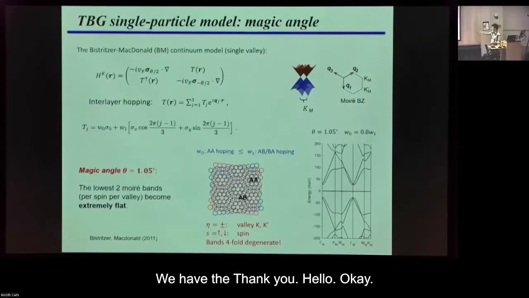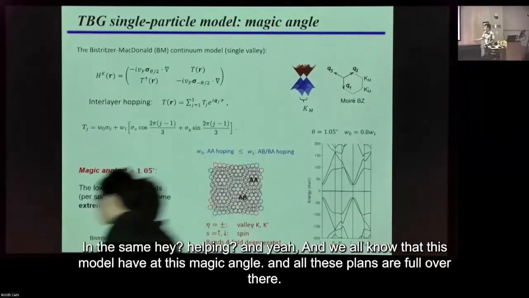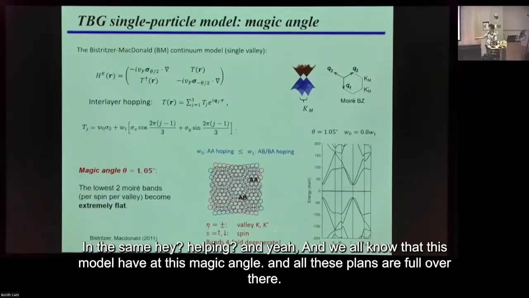And we all know that this model has extremely flat bands at this magic angle. And all these bands are fourfold degenerate. So basically, you have four copies of these bands.